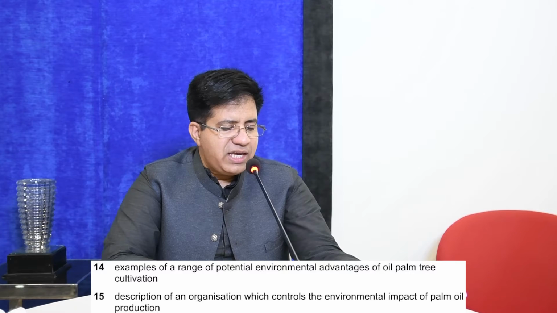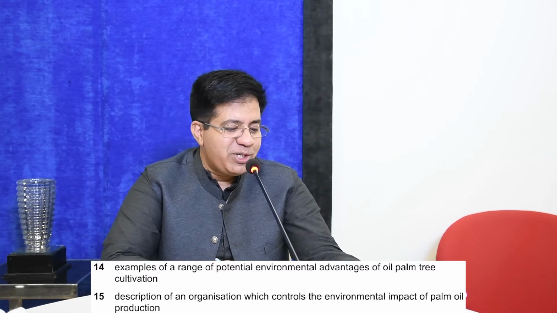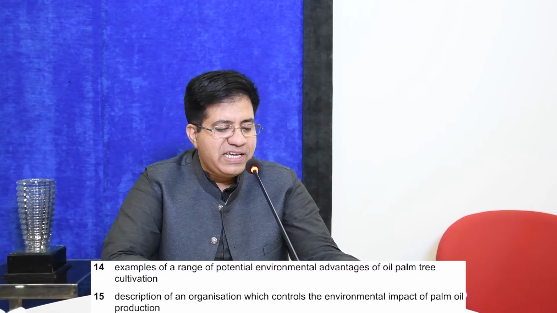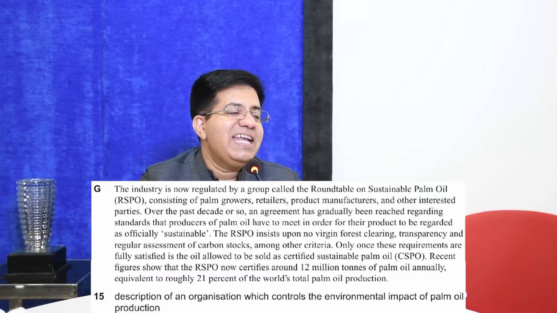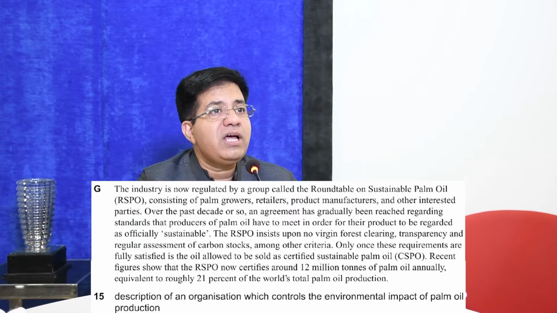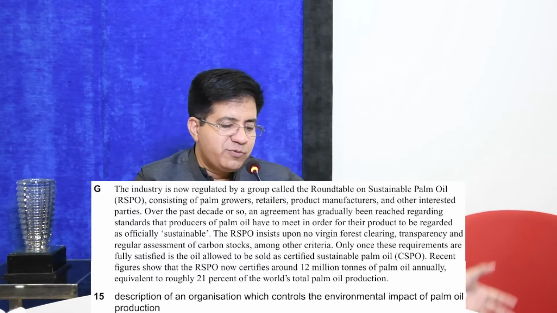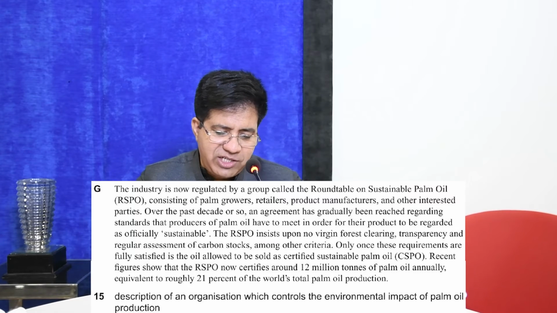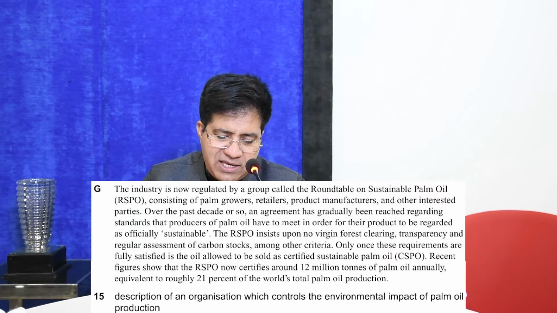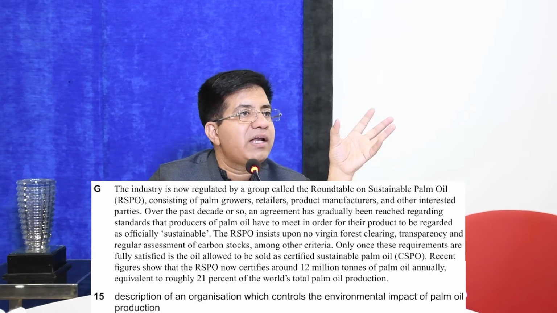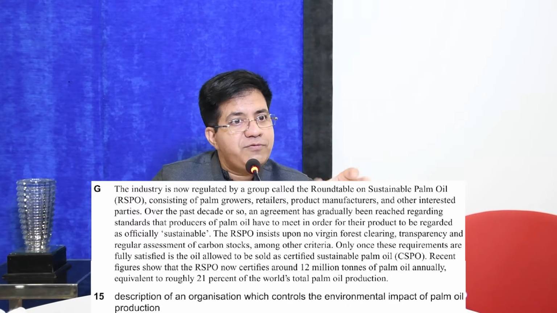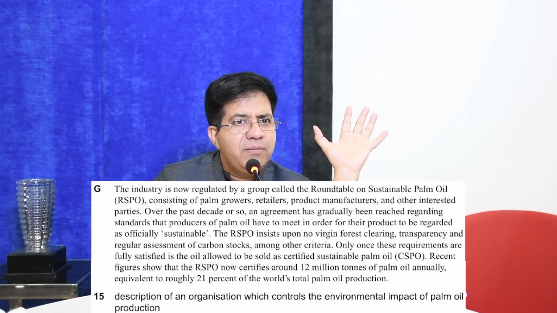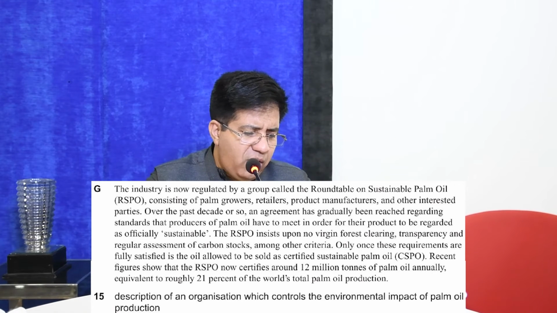Description of an organization, you know it already. Description of an organization which controls the environmental impact of palm oil production. G. And see that? Now this is the benefit of doing other questions first and doing this one at the end. What is that organization? RSPO. That is the organization, and they have described this organization. So some questions are easier, and again I'm telling you, do it in the end. Never start with it. If you start with it, your mind will go blank. Let's go on. Question number 16.